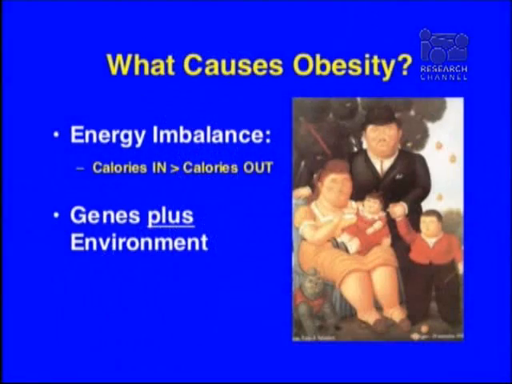I like to show this slide of a famous painting, La Familia by Botero, because it sort of shows that this is a family issue, that the whole family often shares their weight problems. And it's not always the case. You sometimes have a thin child with a heavy child, or parents, but it tends to be something that families have to deal with. And that's both the genes and the environment, the family environment and their behaviors.